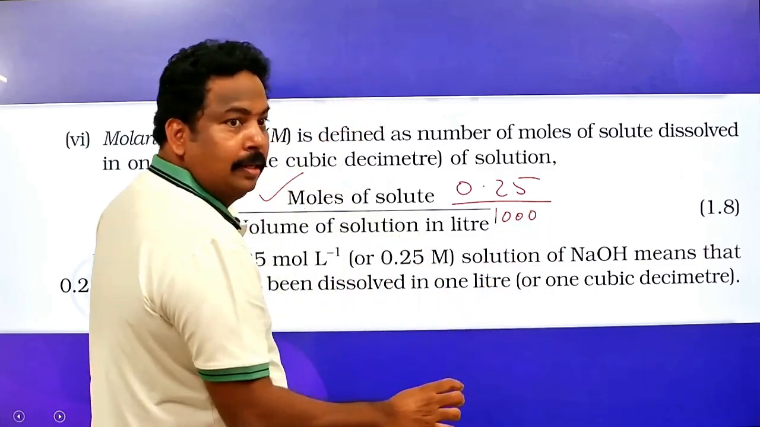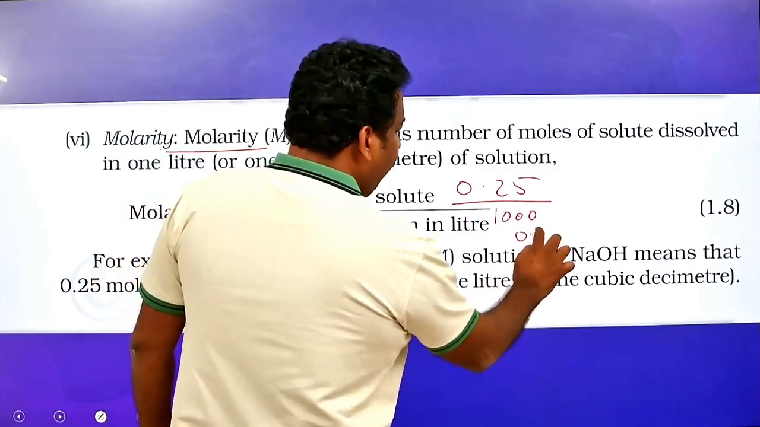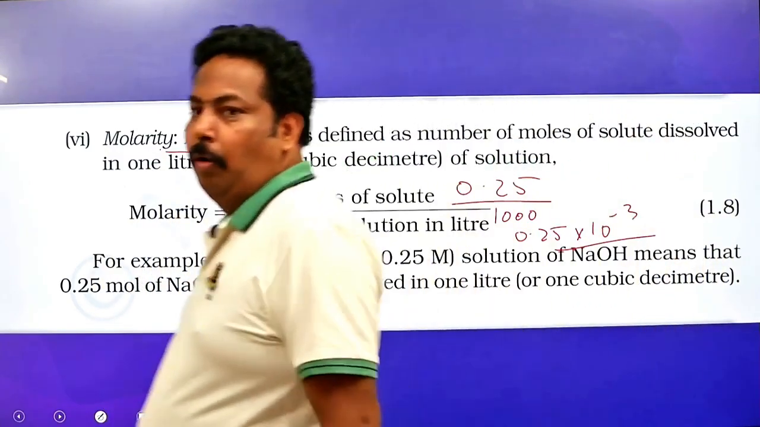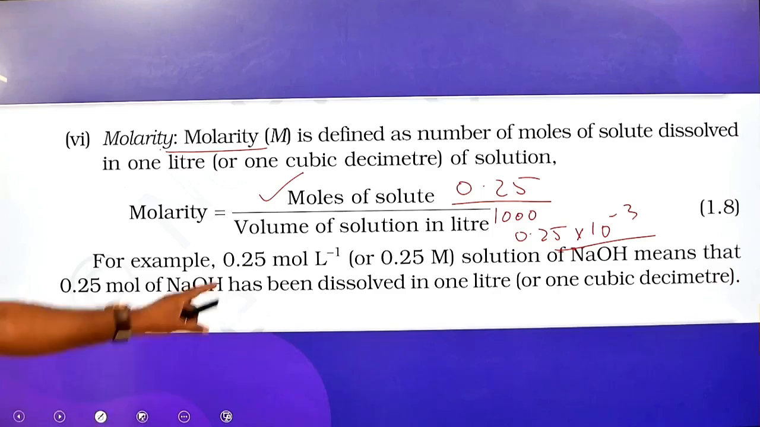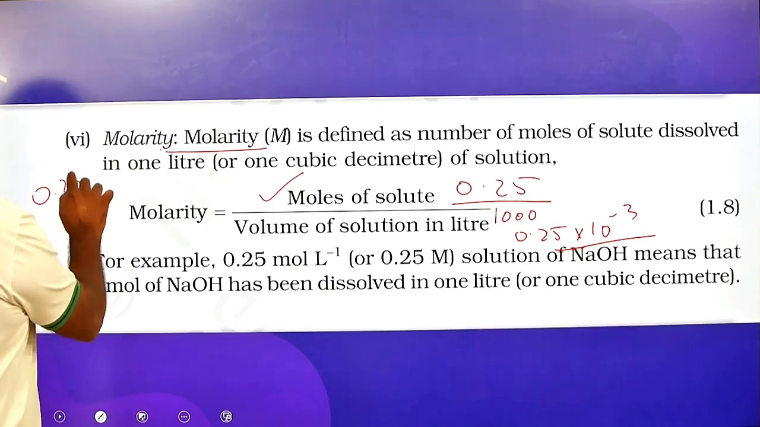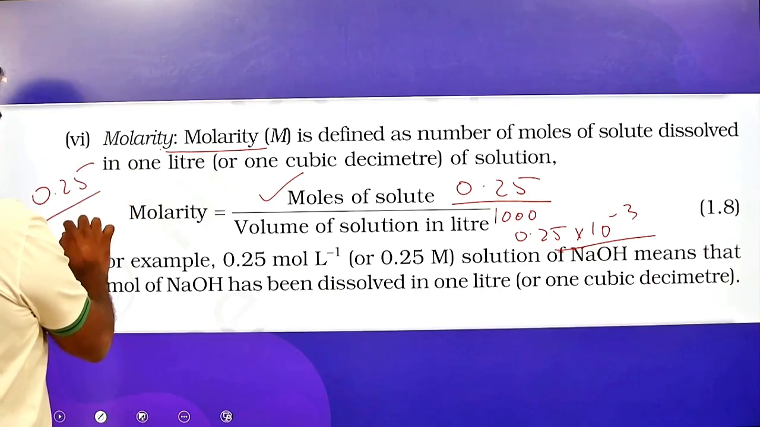10 power minus, it will become 0.25 into 10 power minus 3. This is how you put this problem in that solution. 0.25 by 1. How? By 1 liter. You will be putting that in 0.25 moles divided by 1 liter.